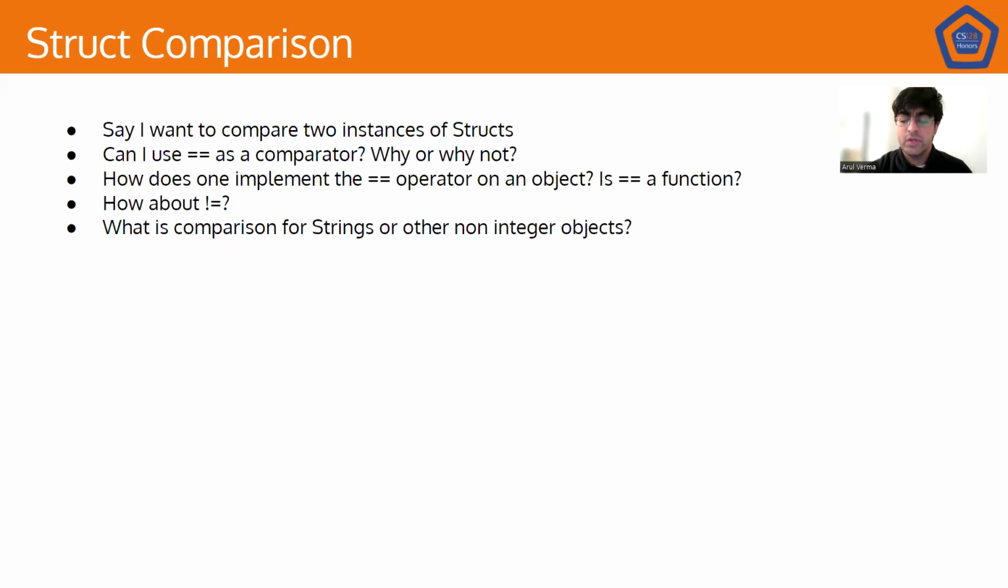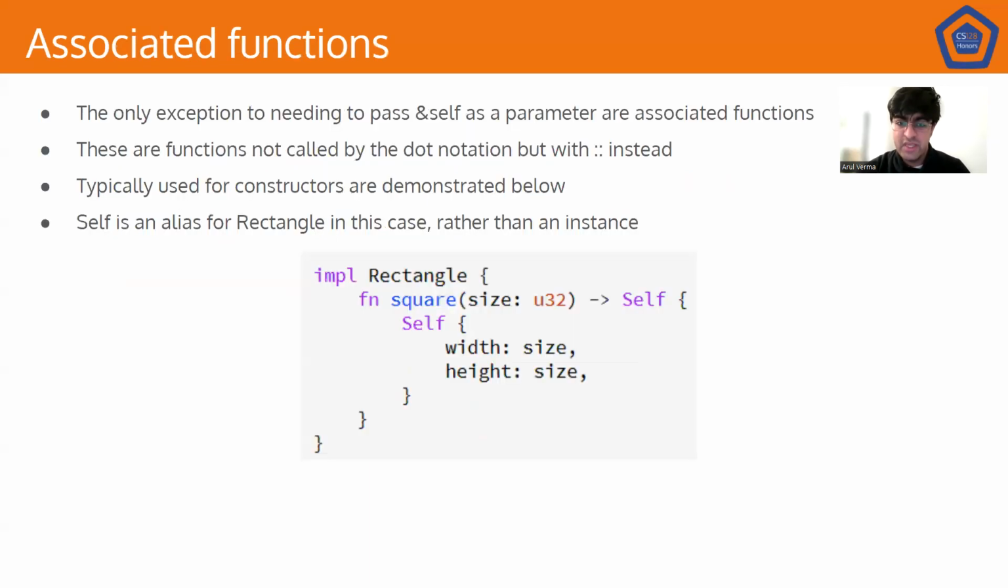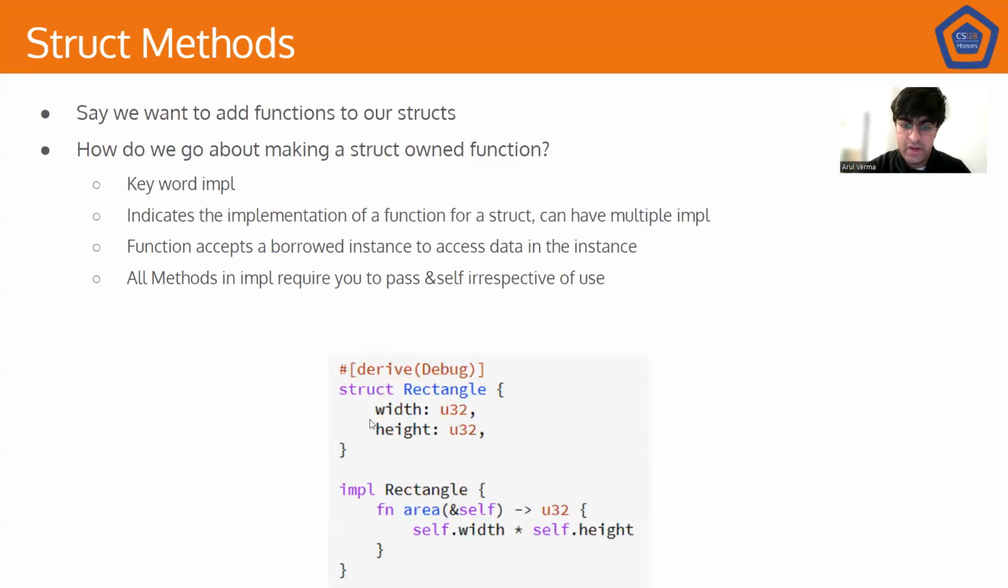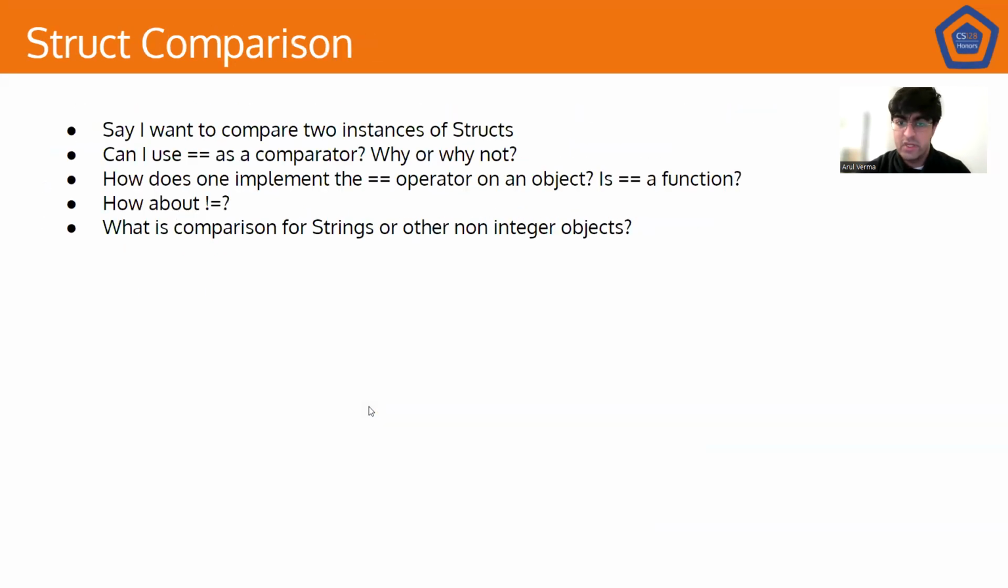So another thing to note is how do we compare structs? Can I just say with this rectangle that we had earlier, is rectangle A equal to rectangle B with the double equal sign? Can I use the not equal sign? And what about comparisons for strings and non-integer objects like booleans or characters? Do the same rules apply? So I want you to pause the video here and ask yourself these questions and write down your answers, and I'll answer them in a few minutes.